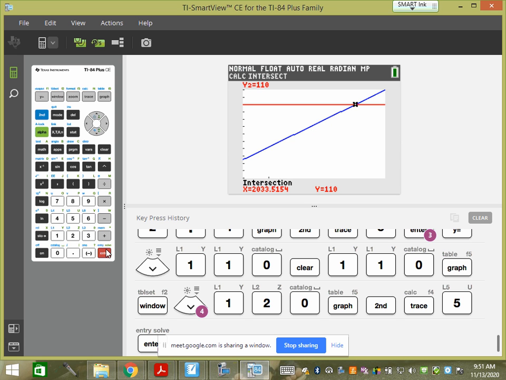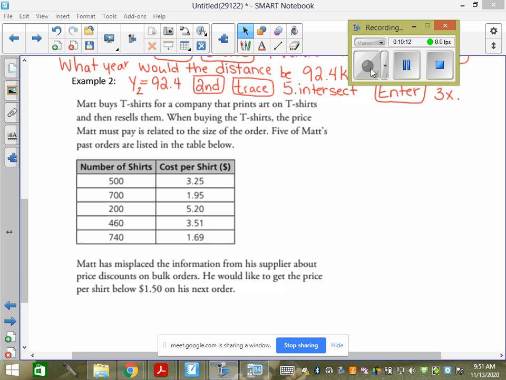We're going to clear this out, and we're going to get example 2 to show up. Don't worry, when we get to the big kahuna question, we're not going to do that. Just so we have background, example 2 is: Matt buys t-shirts for a company that prints art on t-shirts and then resells them.